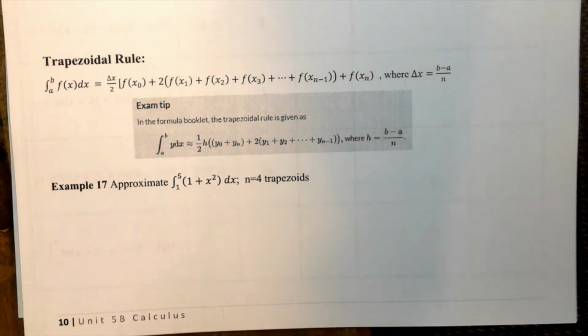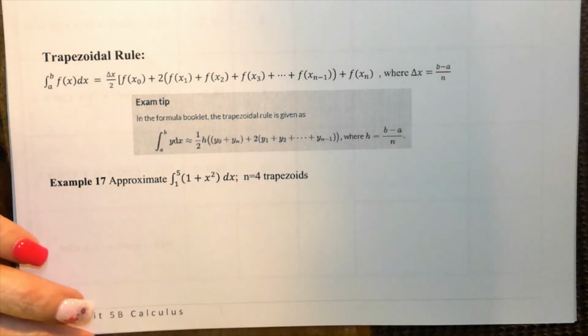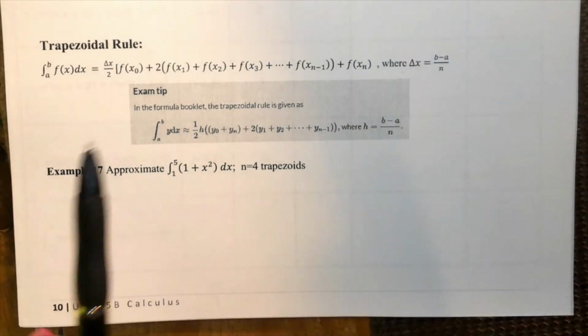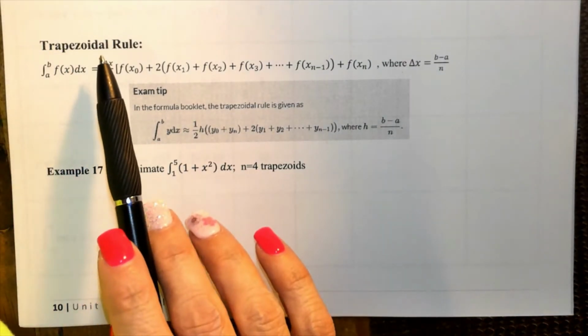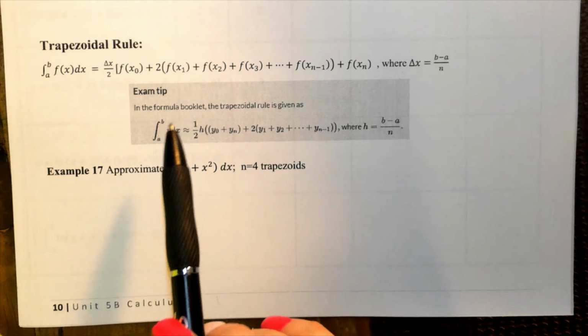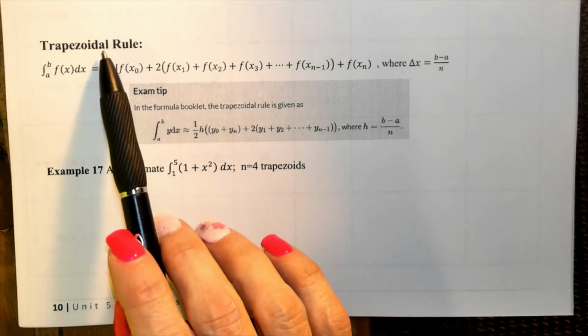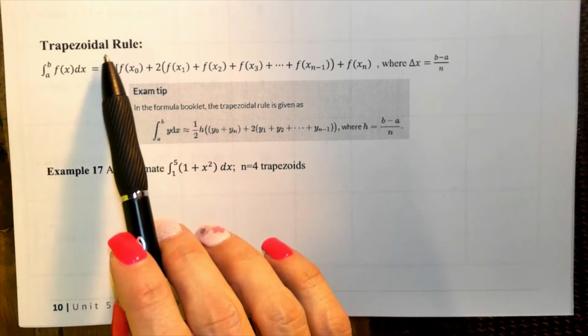Hey gang, so this is page 10. This is after your check for understanding over example 16 that you should have already done. So we've been doing trapezoids and finding the area under the curve using a trapezoid. But now I'm going to give you an actual rule called the trapezoidal rule.